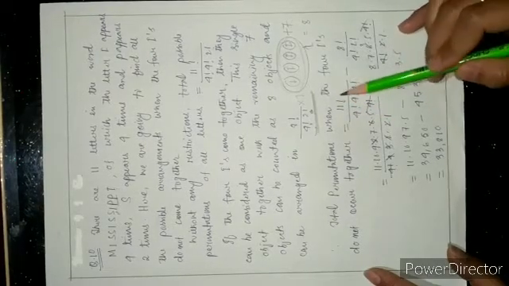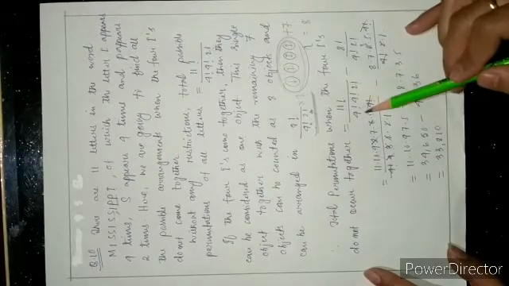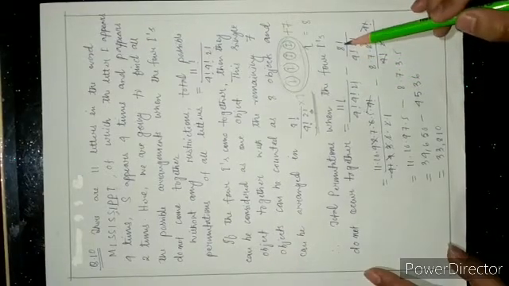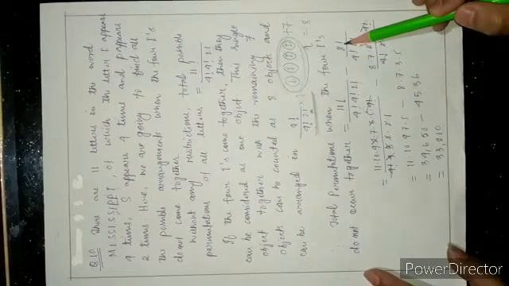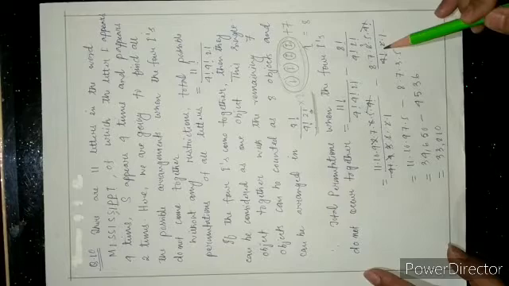11 factorial by 4 factorial, 4 factorial, 2 factorial, minus the total number of permutations when the 4 I's occur together.